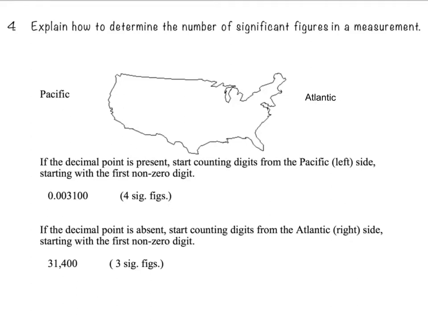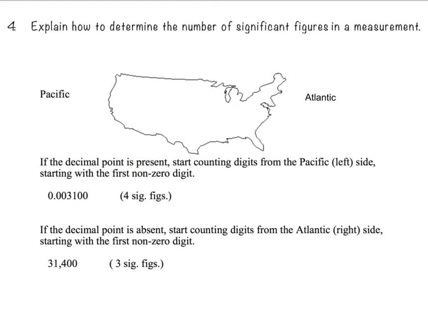An easy method to determine the number of significant digits in a measurement is what's known as the Atlantic-Pacific rule. If there is a decimal point present, notice present and Pacific both start with a P, you will start counting the digits from the Pacific side, from the left side, and go left to right, and you will start counting the digits once you reach the first non-zero. So in this example, it's present, let's go, okay, the 3 is the first one, 1, 0, 0.